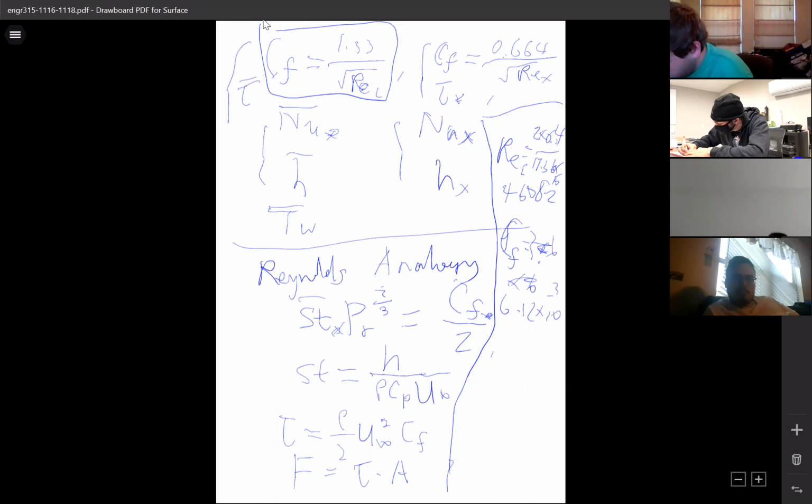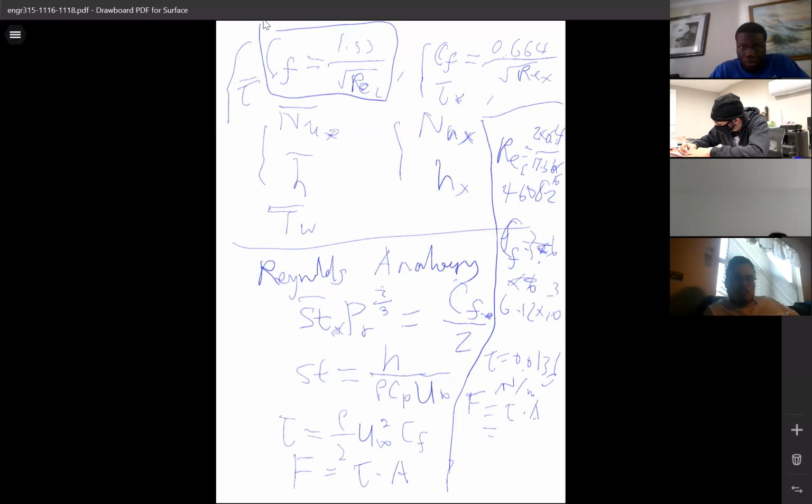Now, what is shear stress? It's CF times half rho u squared, right? Is that right? The shear stress I got is 0.0136 Newton per meter square. So how about the shear force? The overall shear force is shear stress times area, multiplied by 0.4 meter long. So it will be 0.055-ish, 0.0544 Newton.